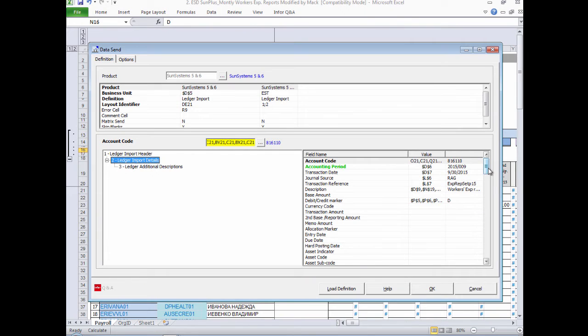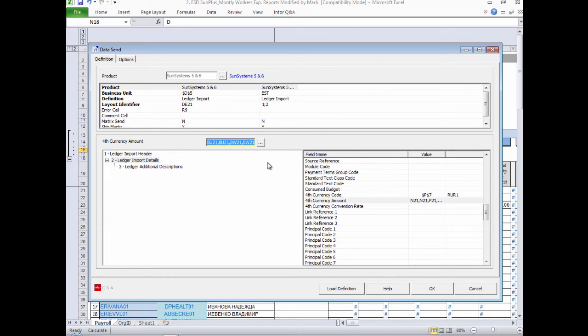Just the final one to look at is the amount, and that's right there. Each amount for the debit and the credit is being picked up from the columns.